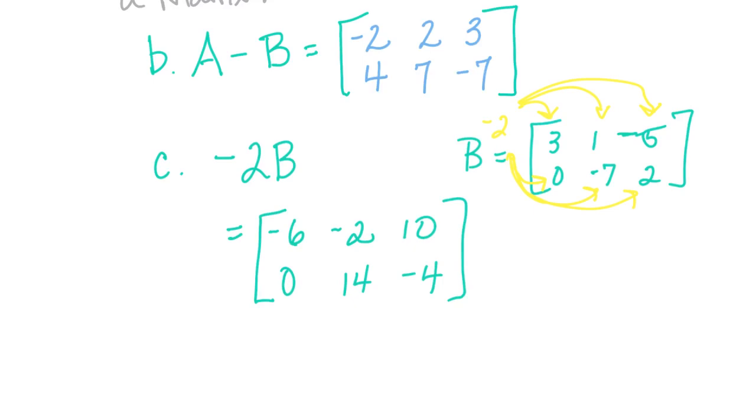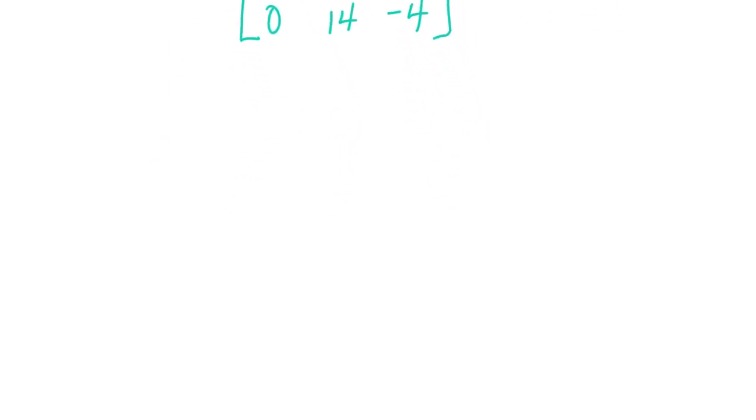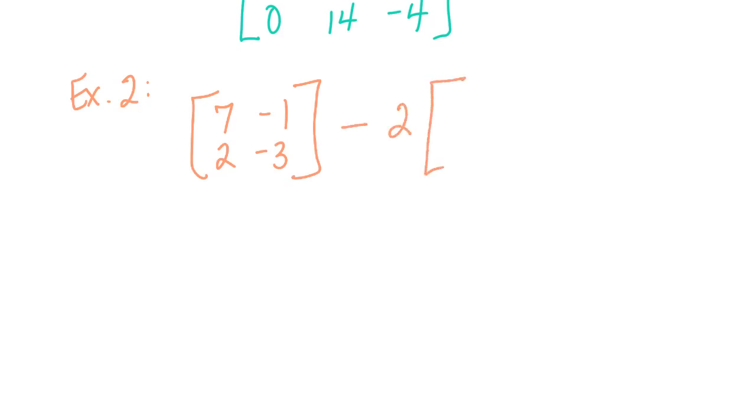Now, some of these get a little bit more confusing. So I'm just going to show you one, well, I'll probably do 2 more examples. So stick with me for just a minute. Let's go ahead and look at example 2. What if example 2 is telling you to take this 2 by 2, 7, -1, 2, -3, and subtract 2 times this 2 by 2 of 0, 4, -5, -9.